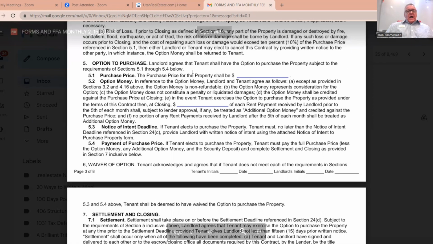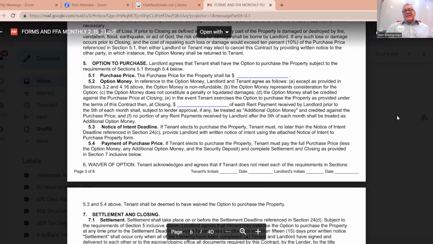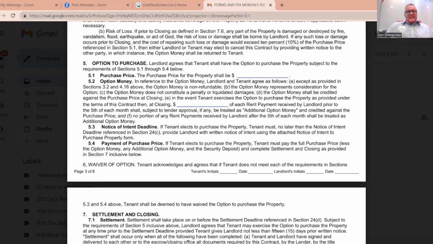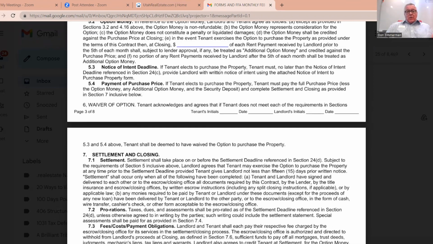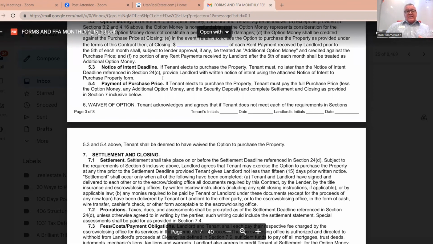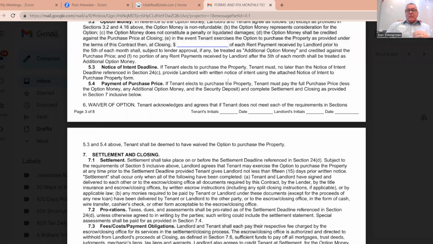Okay. Option to purchase. Now this section is the purchase agreement part. The purchase price of the property shall be blank. Read through this. It tells all about the option money, what's credited, what isn't. The notice of intent deadline. If the tenant elects to purchase the property, the tenant must, no later than the notice of intent deadline referenced in section 24C, provide the landlord with written notice of intent using the attached notice of intent to purchase the property form. We'll show you that when we get down to the bottom.